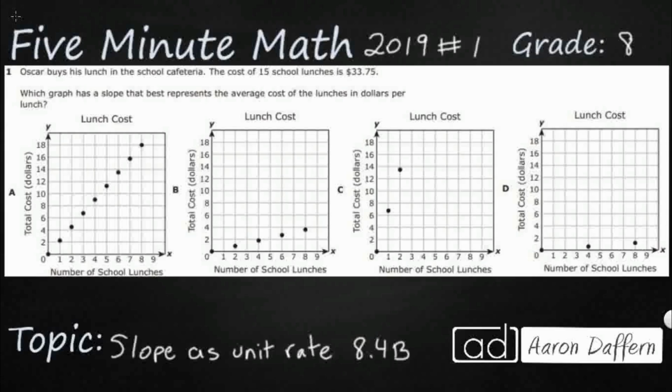Today we are looking at the 8th grade concept of slope as unit rate. This is standard 8.4b in the great state of Texas, and we are using item number 1 off the 2019 released STAAR test. If you have not done so already, please go ahead and take a moment to pause the video, work this problem out on your own, unpause it, and we will look at our answers together.